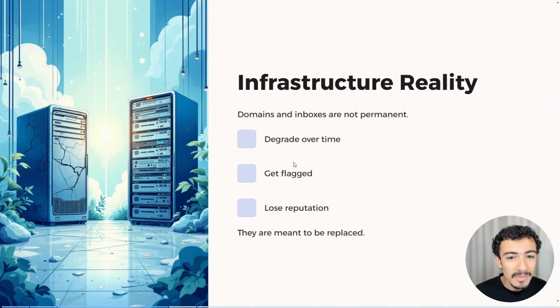Also, just to put you at ease, the reality is that domains and inboxes are not permanent. These things degrade over time. They get flagged, they lose reputation. They are meant to be replaced. And this is not something that is permanent. So don't be shocked if you say, we've been running cold emails for 3 months and we're no longer landing in the inbox. That's fine. That's normal. I've had that before, and I just buy new domains and new mailboxes.